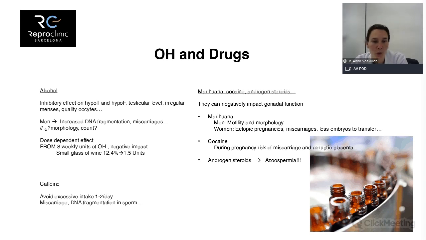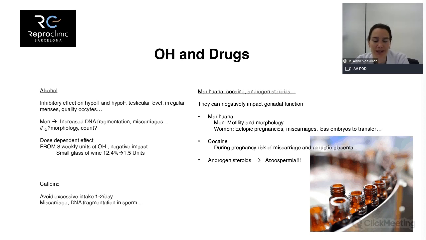And another interesting point is that androgen steroids can create azoospermia. What is that? Azoospermia is the lack of spermatozoids in the sperm sample. And androgen steroids can be found in supplements; there are some men that go a lot to the gym and want to grow their muscles a lot. So if they take any supplement with steroids, this could have an impact on the axis that I was explaining. So they can have a negative impact and they can inhibit the function of the testicles, okay?